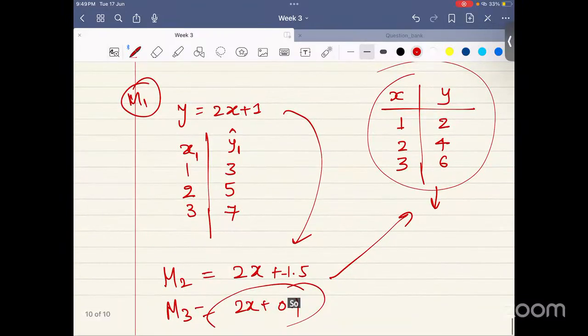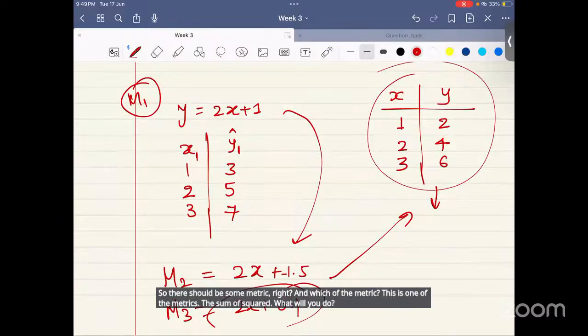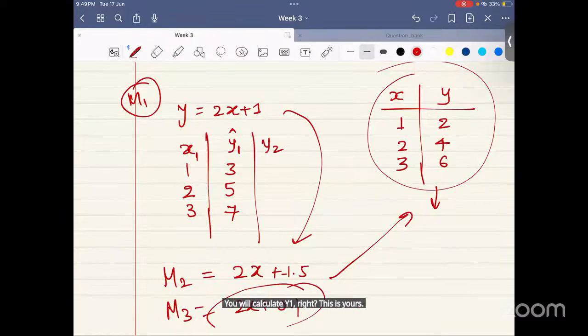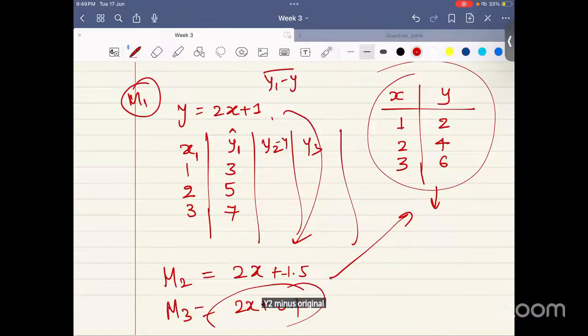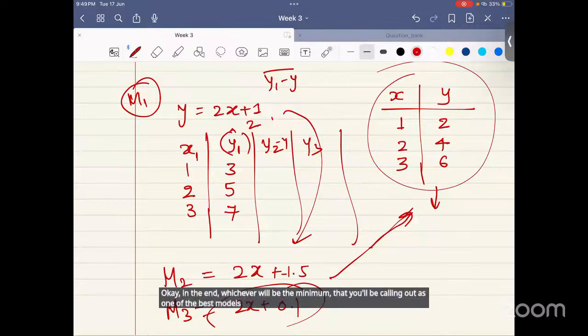So there should be some metric, right? And one of the metrics is the sum of square error. What will you do? You will calculate y1, this is yours. Let's say y2 is your friend's, y3 is mine. Then you will calculate y1 minus the original value, y2 minus the original value, y3 minus the original value. Then you will square all those values and do the summation. In the end, whichever is the minimum, you will call it one of the best models, one that is very close to the actual value, the data set that was already given, right?